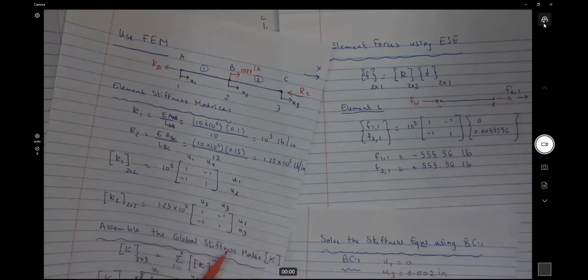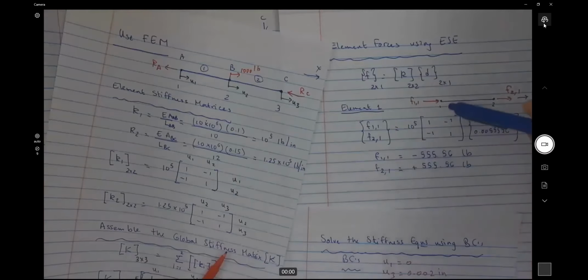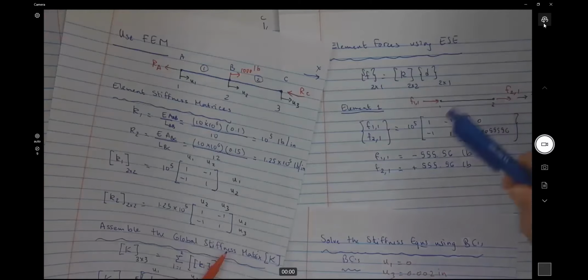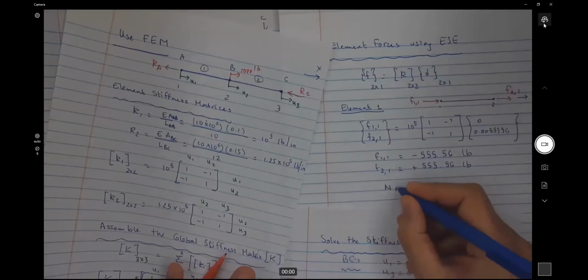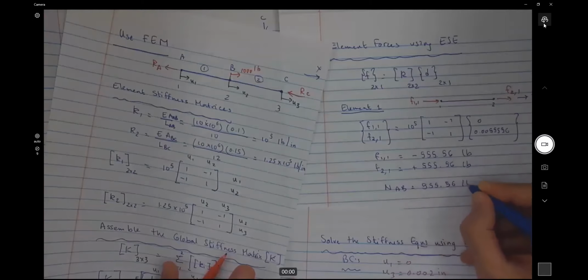Isn't this a two-force member? Shouldn't the two be the same, either tension or compression? Yes. I'm getting here one negative and one positive because if you look at the sign convention, when F11 is negative, that means tension. When F21 is positive, it also means tension. You all see that clearly? So I can come here and report that the normal force in AB is 555.56 pounds in tension.